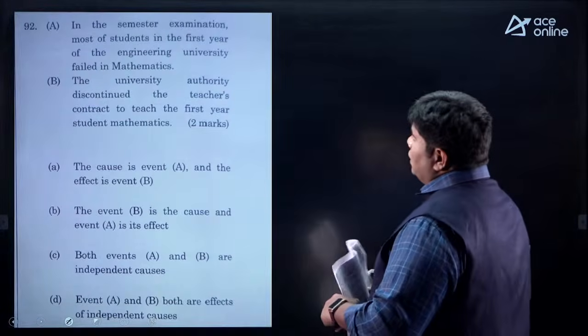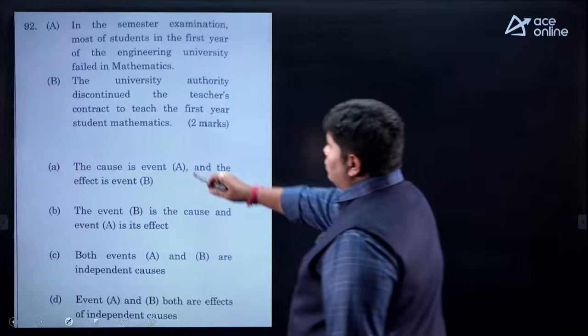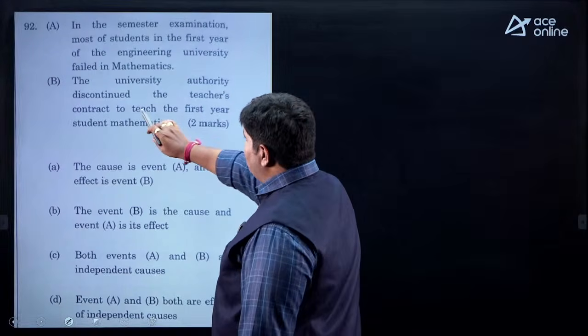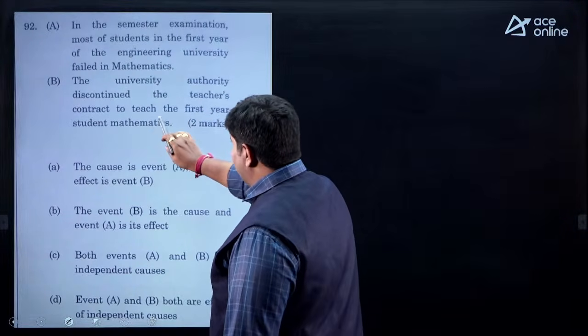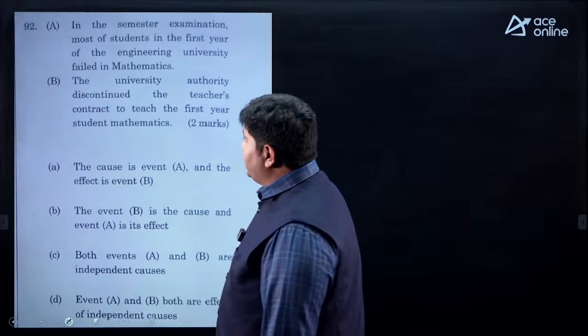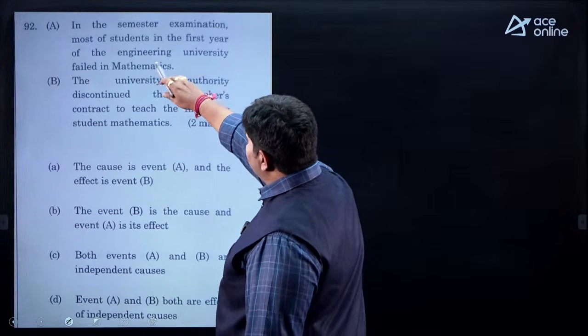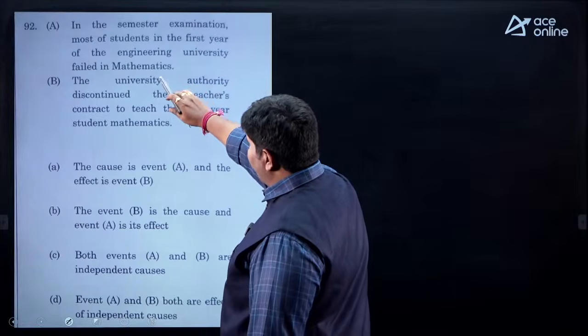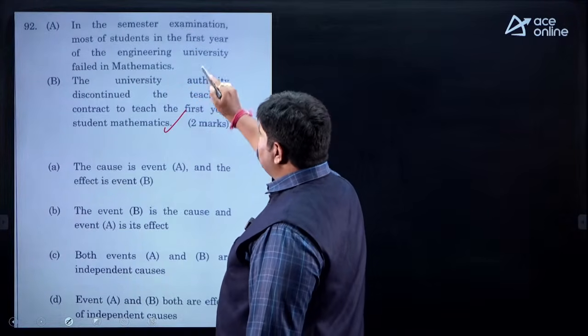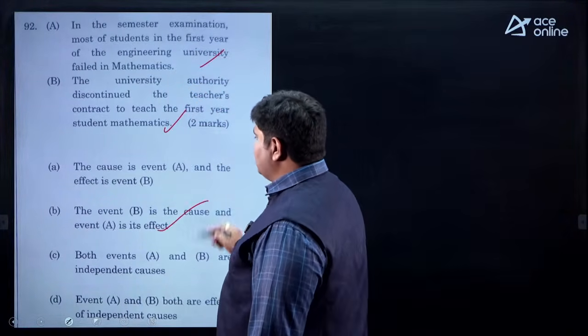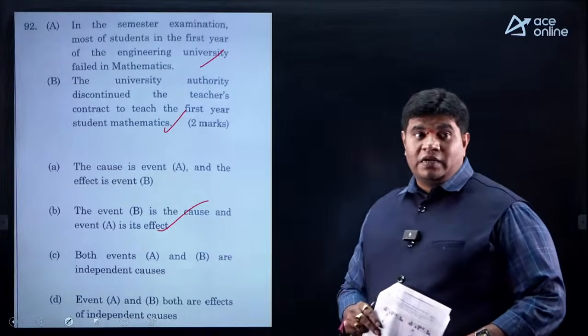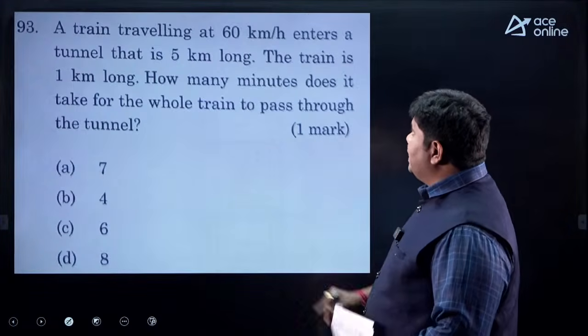Next, this is actual cause and effect. So observe, the university authority discontinued the teacher's contract to teach the first year students mathematics. Okay, discontinued, so that's the reason. In the semester examination, most of the first year engineering students failed in mathematics. This is the cause, this is the effect. B is the cause, A is the effect. Cause and effect concept.